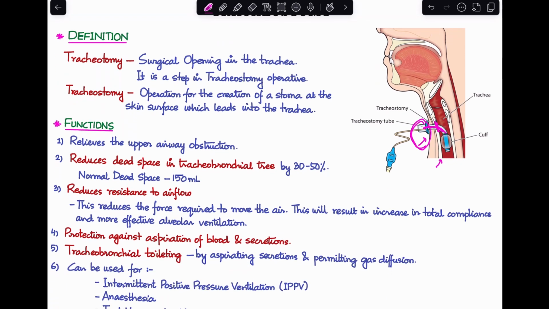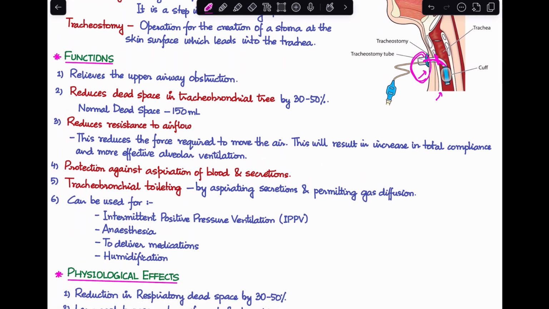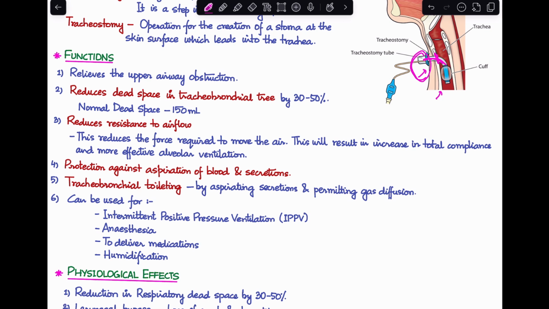Now let's look at what are the functions of tracheostomy. By doing that, what are all the things that we are achieving? First of all, if any patient is suffering from any kind of upper airway obstruction, that is relieved by doing a tracheostomy. Secondly, tracheostomy also helps in reducing the dead space in the tracheobronchial tree. So, a normal dead space is about 150 ml. This undergoes a reduction by about 30 to 50% depending on the individual. So, that is one more function of tracheostomy.